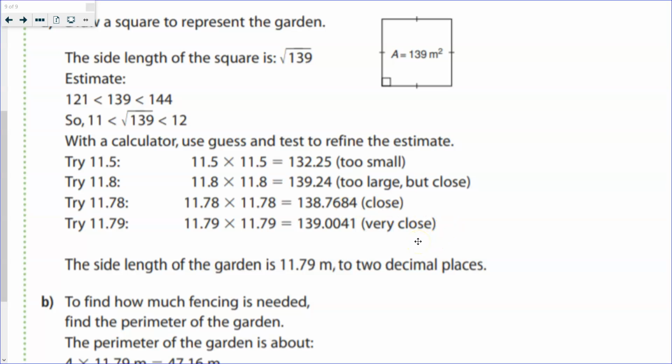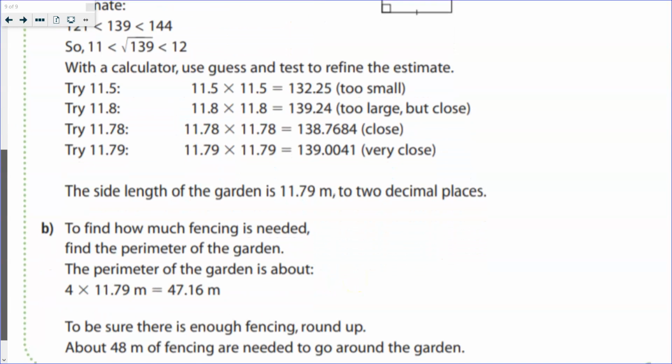This is important because it's actually buying materials to make a fence. Okay, so going at just 11.8, they're going to buy way more material than they need. And when you're buying fencing or any kind of material, it's based on the feet, and you pay by the foot. So you don't want much left over. So they've found that this is the closest. You can go over, but these decimal places need to be closer to 139 than these ones. And the answer was 11.79 meters to 2 decimal places.